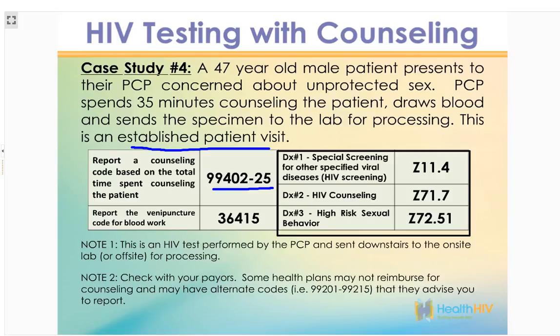Again, you want to check with your payers, because if your payer does not reimburse you for counseling, then you have to utilize one of the E&M service codes. That's the reason why it says established patient, because this was an encounter where one payer wanted the physician to report the counseling service, but the other payer down at the other end of the spectrum wanted the use of the E&M code.